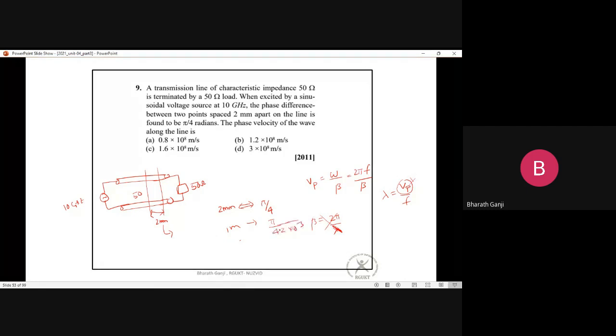Okay, so this much amount of phase change will be there. So this is one way of doing it. Another way is, because you are on the transmission line, if you are walking a length L, the amount of phase shift you change is beta into L.